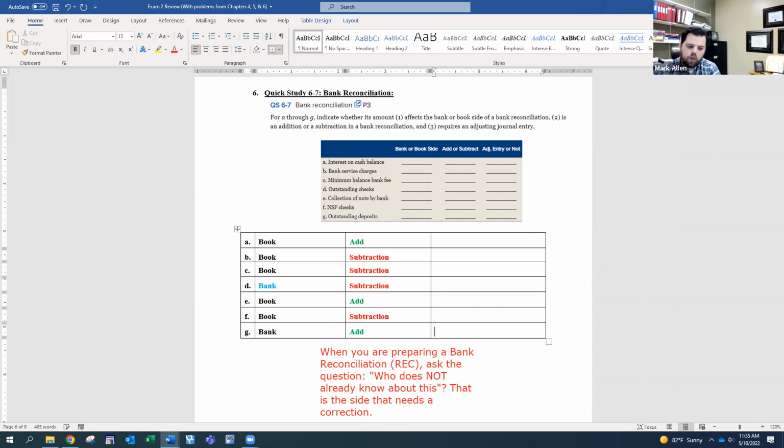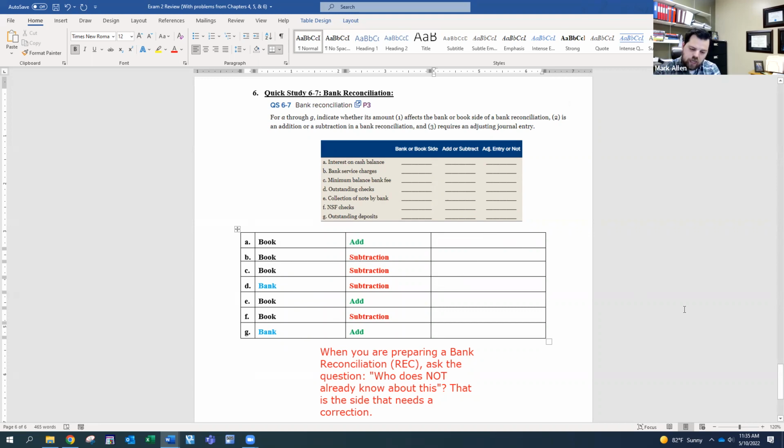Now, what we want to see is, when do we actually make those adjusting entries, and when do we not make those adjusting entries? Now, the question here really is, who do we work for? We work for the book. Anytime there's a book adjustment, we will need to make an adjusting entry. If there's a bank adjustment, the bank can make their own entries. We don't work for the bank.